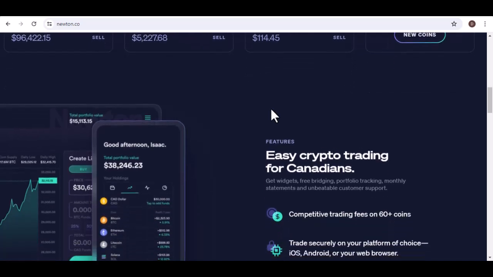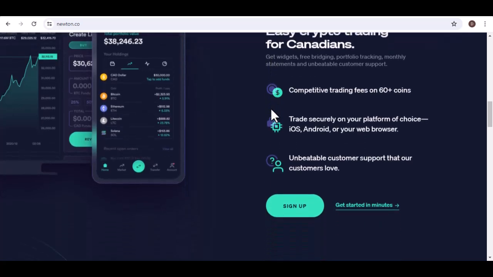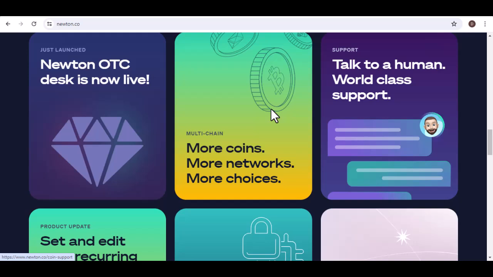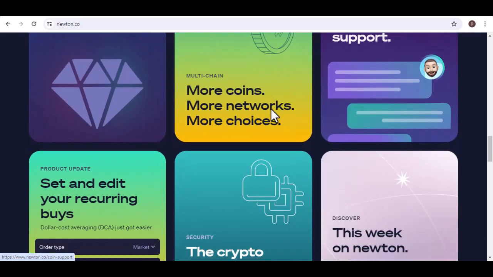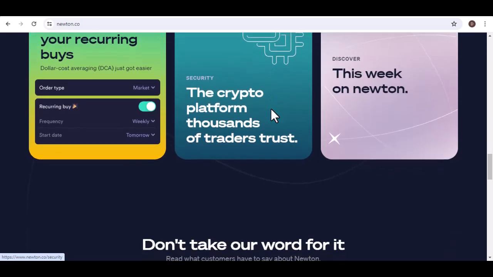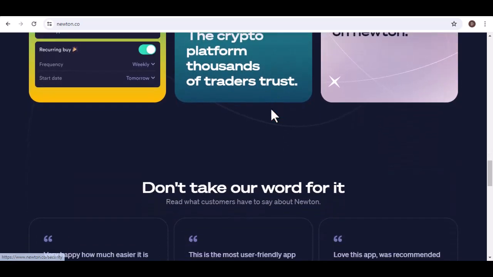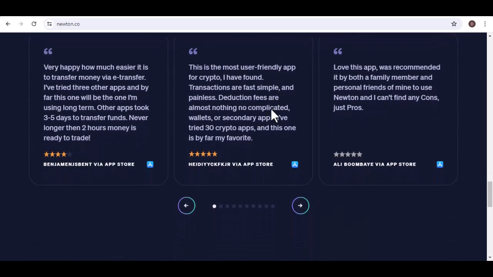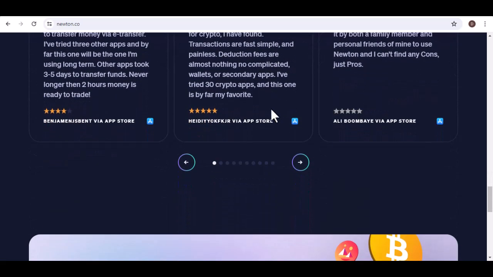Conclusion. Funding your Newton account is a simple process. By understanding the available options and following the steps outlined, you can easily transfer money and start your investment journey. With Newton, you're just a click away from exploring the global markets. So, what are you waiting for? Deposit your funds and let the investing adventure begin.